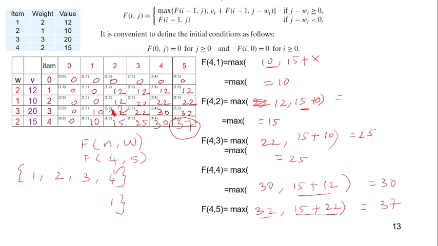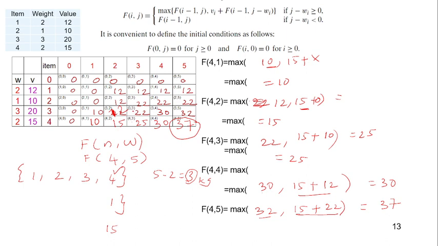The fourth item, the value is 15. So the weight is 2. So the total weight of the bag is 5, and 5 minus 2 is equal to 3. So for the remaining 3 kg, we have to find which items should be included. Go to the previous row. So 3, go to this third column. What is the value here? 22. This is the maximum value. This, of course, we have already included.